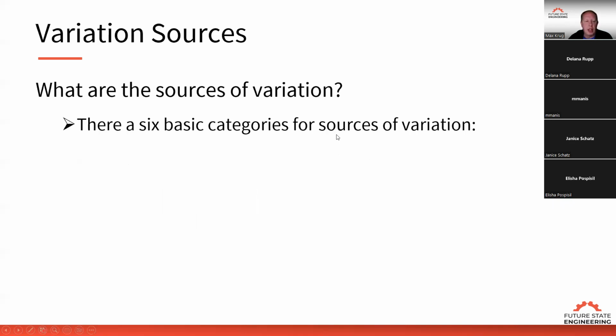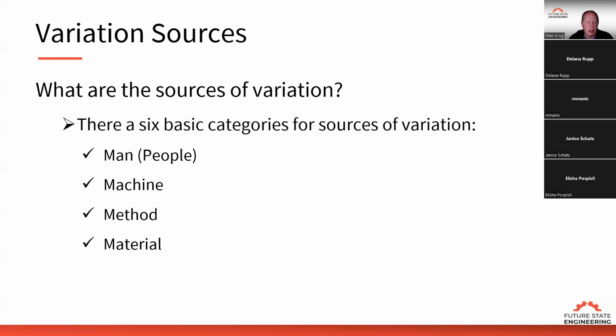So if we look at variation and we look at a process, there are 6 sources where variation can come from. It could come from the people in the process, it can come from the machine itself, it can come from the method, the material, the measurement, or the environment. So all variation can be categorized into one of these 6 categories. Okay, so the goal is to identify the variation that's causing the process to be unstable and reduce that variation.